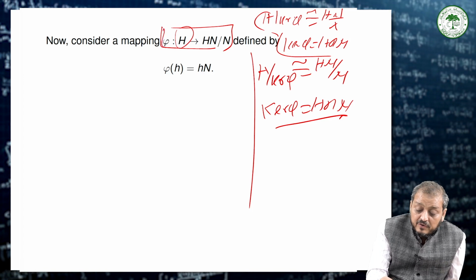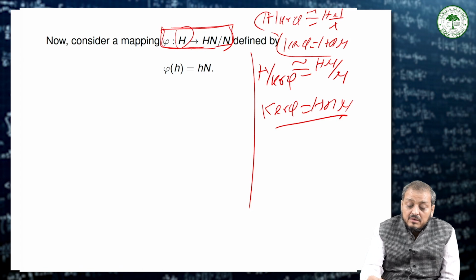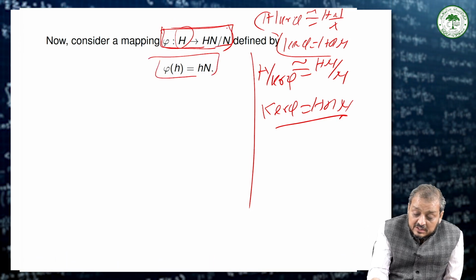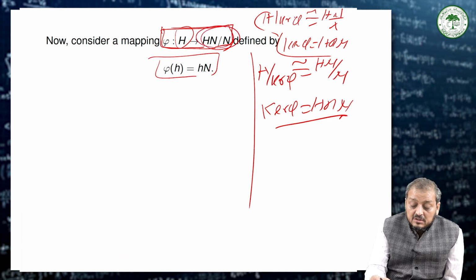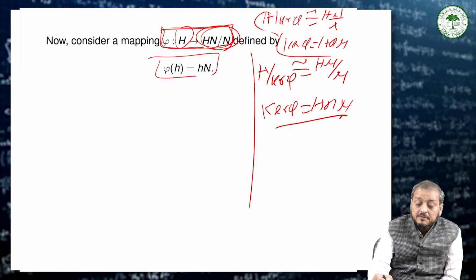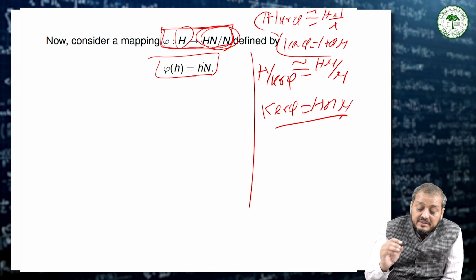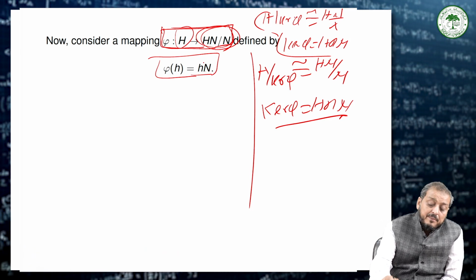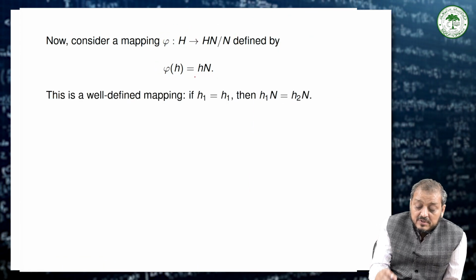So now first we define this map from H to HN over N, and then we have to show that phi of h is the coset hN. So we take the element h, and phi of h is equal to hN. Now first we have to show that the map we have defined is well defined.